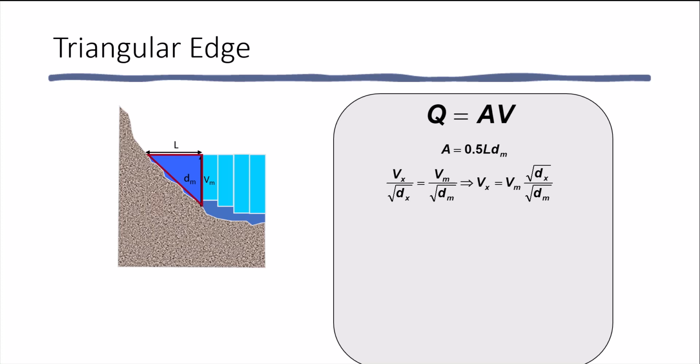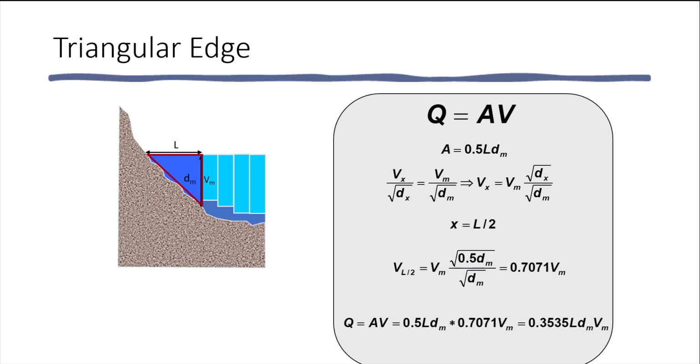If we now assume the midsection method normally used in USGS stream gauging operations, we need the velocity at the center of the triangle, at L/2. Setting x to L/2 and solving for the velocity at L/2, we determine that the velocity at L/2 from the shore is 0.7071 times the last velocity measured by the ADCP. We now have a velocity and an area and can compute the discharge in the edge. Using Q equals AV, the result is Q equals 0.3535 times the user measured length times the ADCP measured depth and the ADCP measured water velocity.